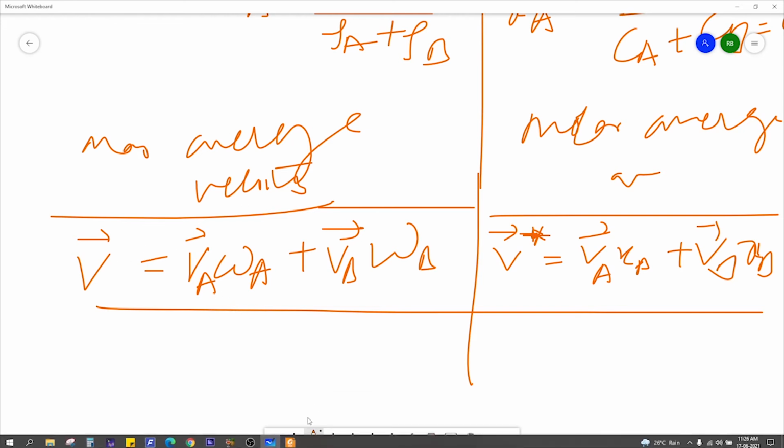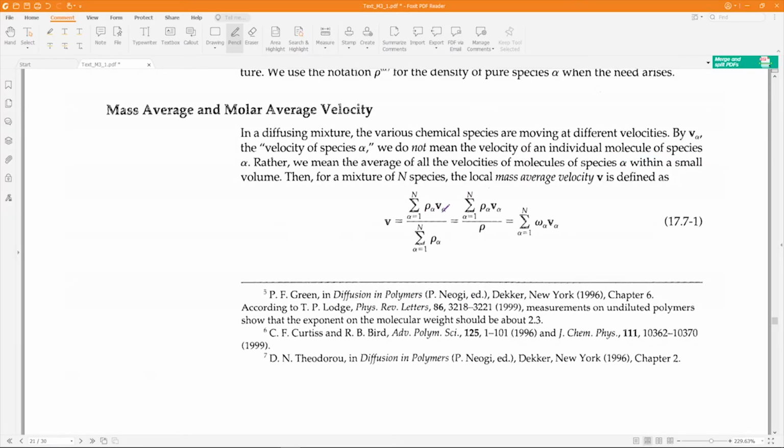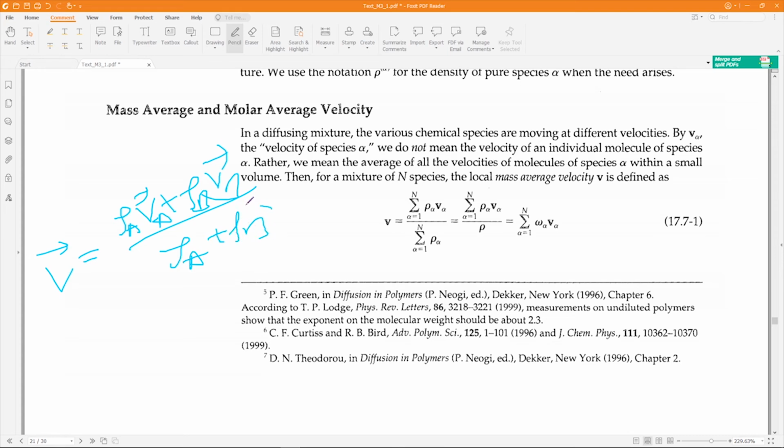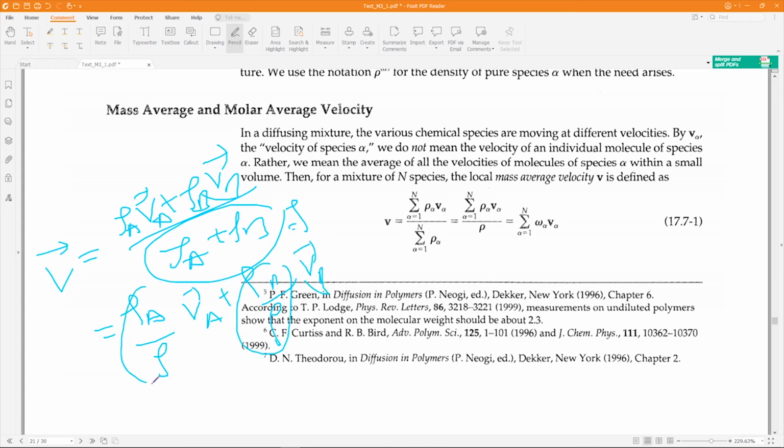Okay, let me check. Generally it is defined as rho A VA, right? Mass concentration of A times velocity, and then you divide it by the total concentration. So generally the definition is like this, mass average velocity. I skip this part. If we are talking about two species, mass concentration of A, velocity of A, plus mass concentration of B, velocity of B, all in vector form, divided by total concentration, right? Rho A, rho B, but this is nothing but rho. So you can take out the common factor and write rho A by rho VA plus rho B by rho VB. This is nothing but the mass fraction, right? So you can write omega A VA vector.